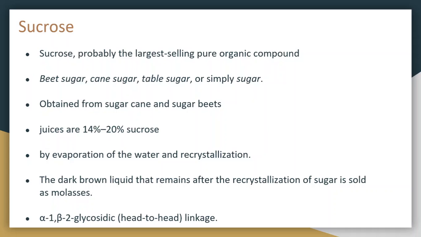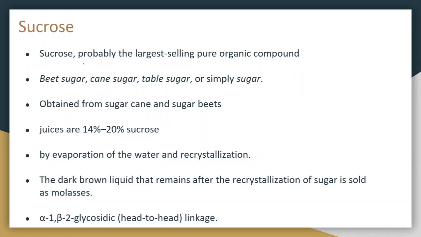Now coming to the next disaccharide, which is sucrose. It is the largest selling pure organic compound. Beet sugar, cane sugar, table sugar, simple sugar. All of these are the names, so various names are given to sucrose. They are obtained mainly from the sugar cane and sugar beets. The juices are 14 to 20% sucrose.